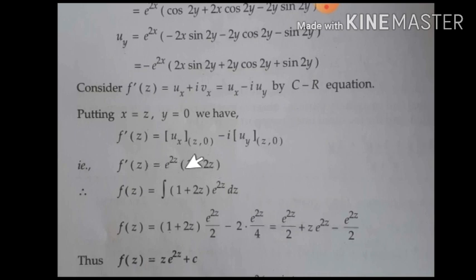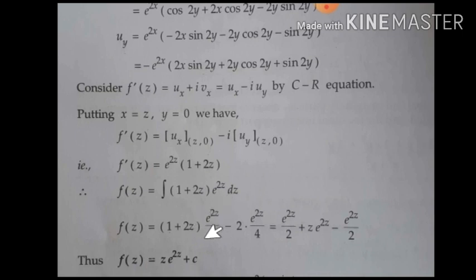To get f of z from this equation, integrate it. So 1 plus 2z into e to the power of 2z. A product of two functions is there. Using integration by parts, integrate it. Take this as u, this as v. Apply Bernoulli's integration by parts. First term as it is, integration of the second term, e to the power of 2z by 2, minus differentiation of the first term, this is 0, here you get 2.